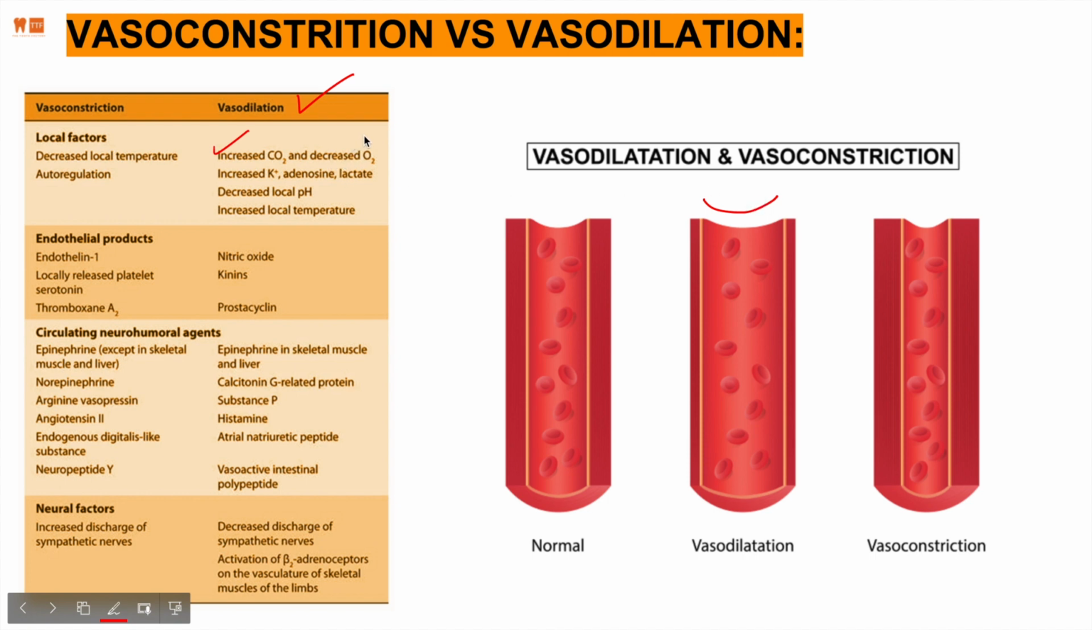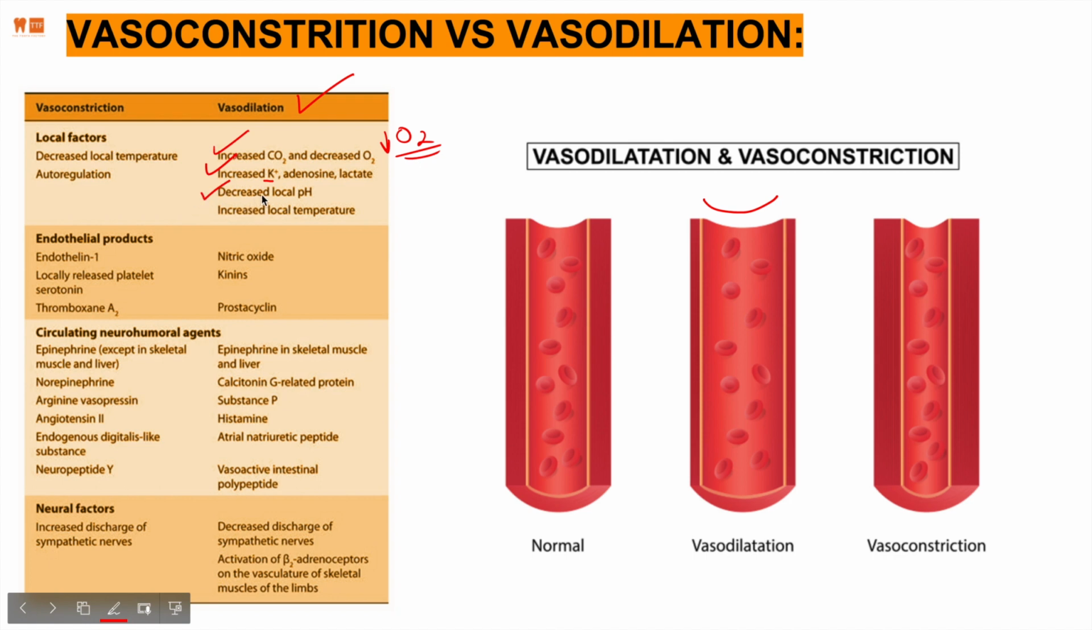So if the oxygen is reduced, that's when our body says, oh, I've got to dilate my blood vessels, I need more oxygen. Fair enough? Good to remember? Awesome. Increase in potassium, adenosine, and lactate. So these are just local factors, right? So we have a potassium increase, adenosine and lactate increase, causing vasodilation.